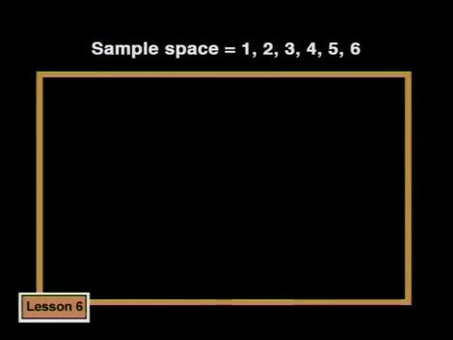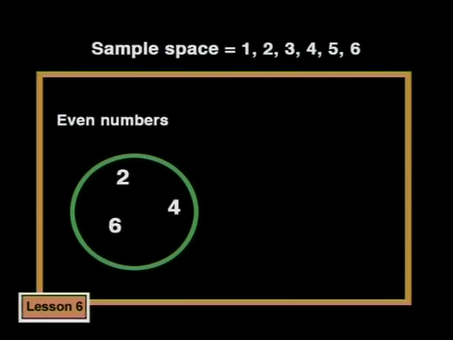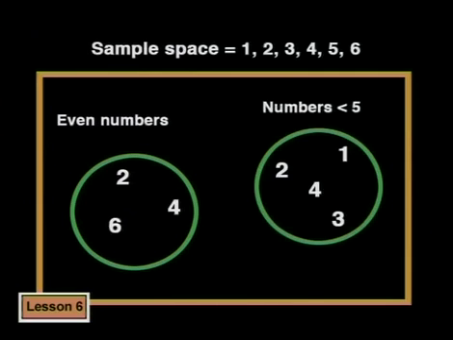Let's represent the problem with the Venn diagram. First, let's represent the sample space for the throws of a dice with a rectangle. Then, we need a set of even numbers that are possible on a dice. That's 2, 4, and 6. We also need a set of numbers less than 5 that are possible on a dice. That's 1, 2, 3, and 4.